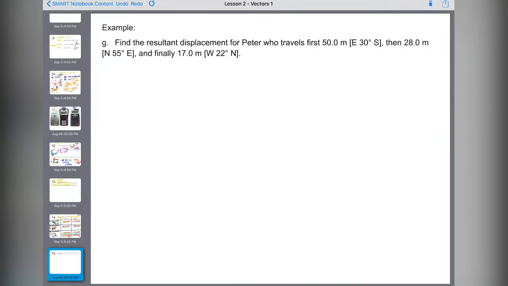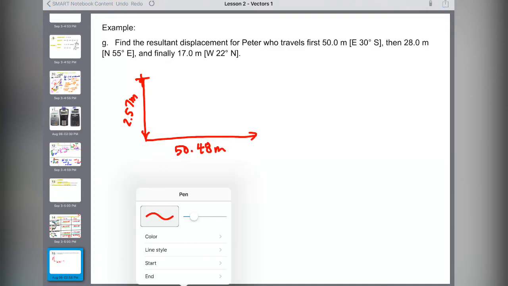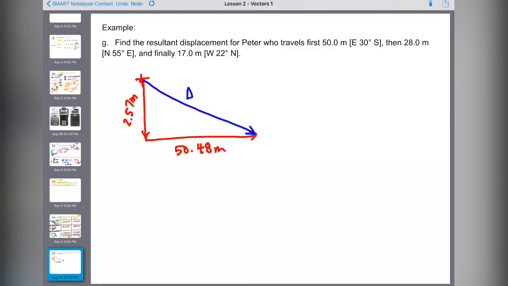Okay, so this is the same question. I'm just gonna keep going. So I'm now gonna use my Pythagorean theorem. I'm gonna redraw my vector. So the first vector, it's going south. So I have a vector that is going south and is 2.57 meters. And then it traveled east at 50.48 meters, and draw my resultant starting point to ending point. This is now my overall displacement, and we call it the delta dr, just resultant displacement.